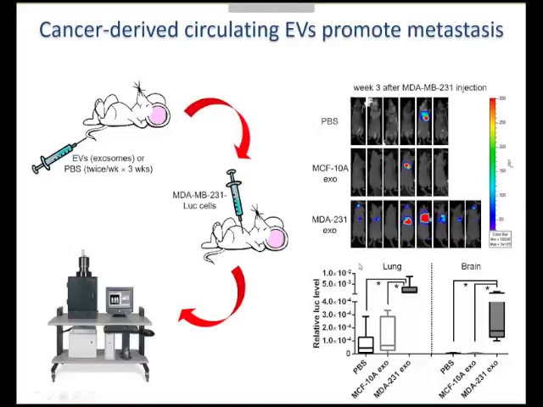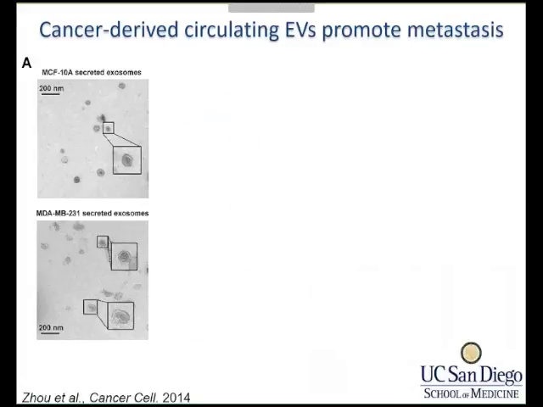And this was further confirmed by quantitative analysis showing more luciferase signals, and thereby more cancer growth, in the lung and brain if we pre-treated the mice with cancer-secreted exosomes.